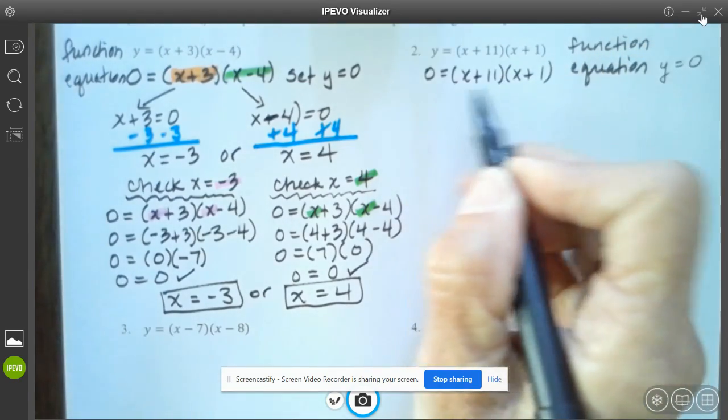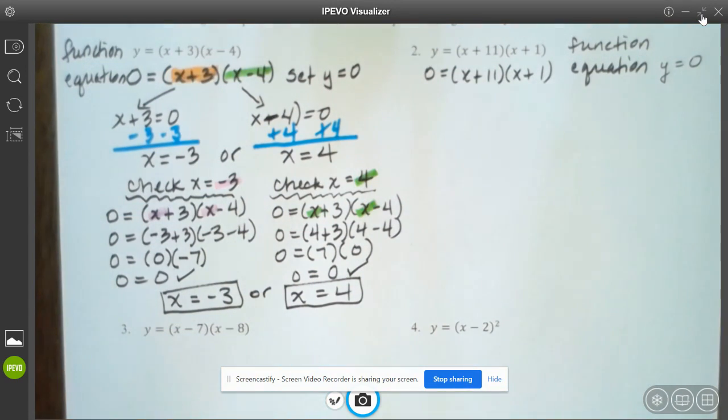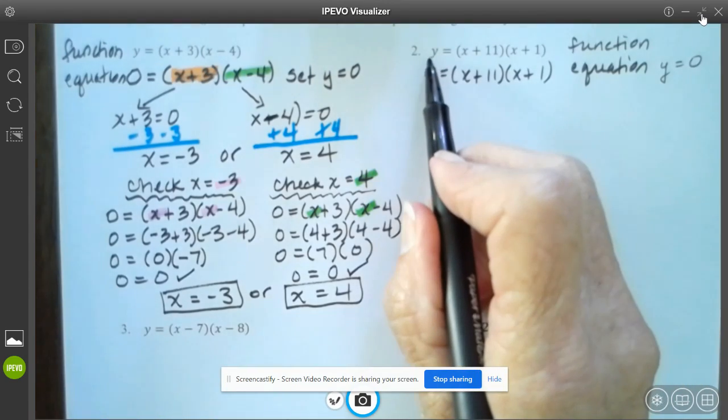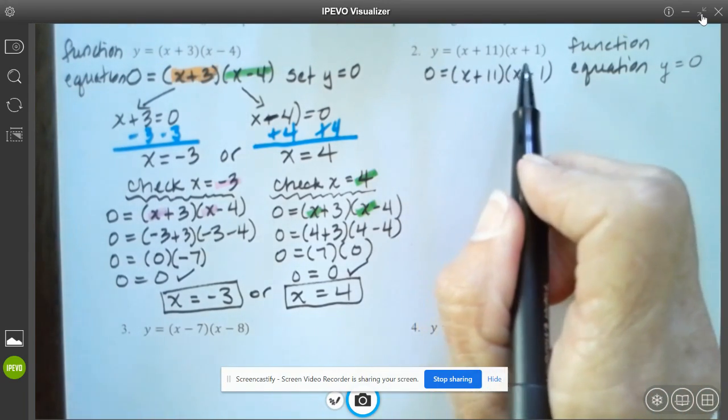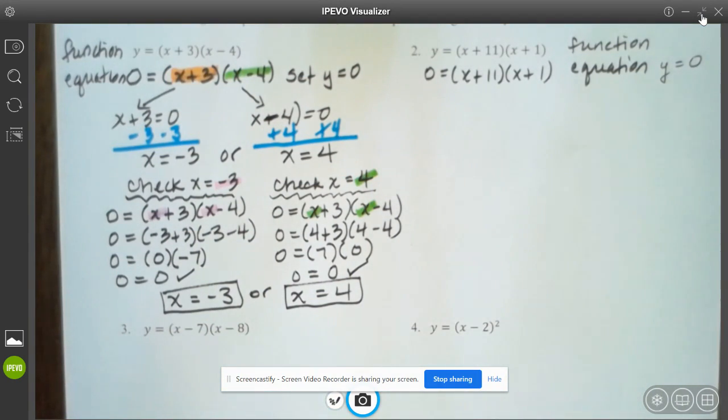Now we said this is solving algebraically. Algebraically is because we're using the principles of algebra. The other way we could solve it is we could put the function, y equals x plus, into Desmos and find the answers.